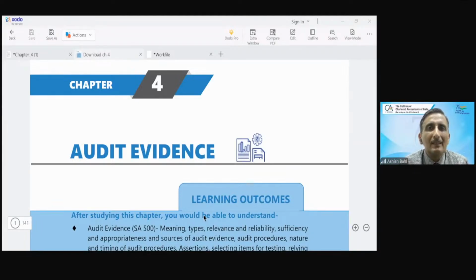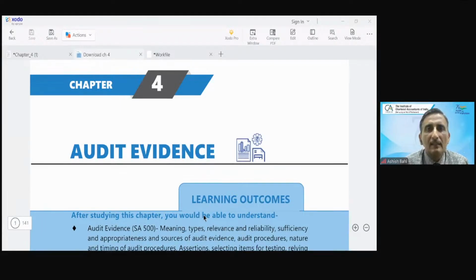So students, this chapter 4 audit evidence is one of the longest chapters in your syllabus, and it also carries quite a good weightage. And besides that, it is also important from practical point of view.